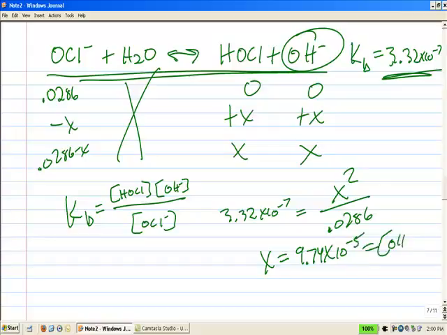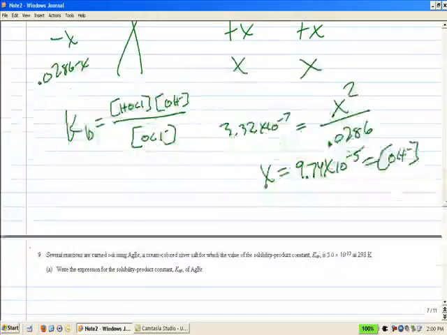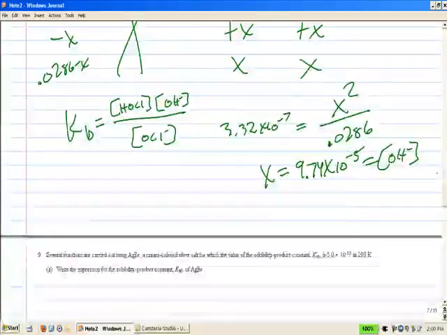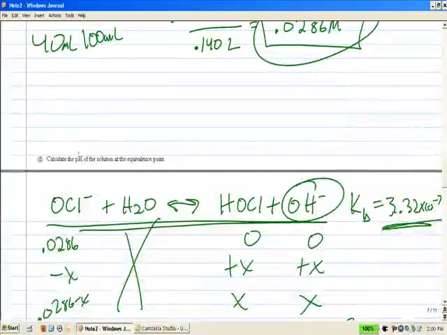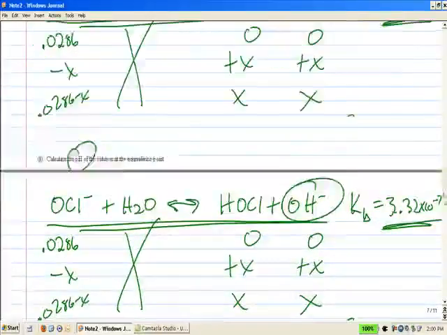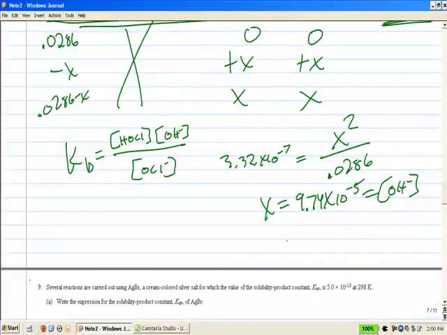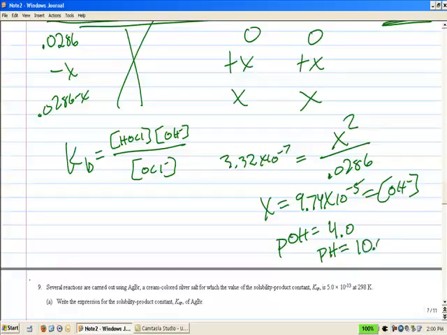And that's going to equal my hydroxide ion concentration. And then from there, remember, they're asking for the pH, I believe. Yeah, calculate the pH of the solution. So if I have hydroxide, now I can take the pOH equals the negative log of that answer. So I get a pOH of 4.0, which means the pH is simply 14 minus 4, which gives me a pH of 10. And that's my final answer, the pH is equal to 10.